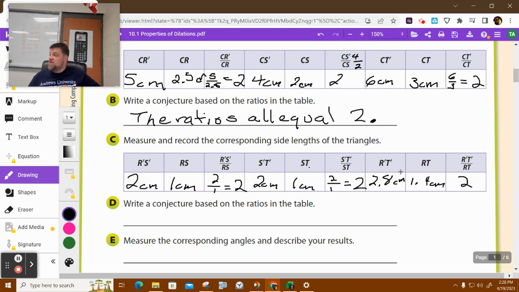Notice I use that word, similar. That's going to come up a lot. The ratio is equal to 2. So write a conjecture about the ratios in the table. They also equal 2.